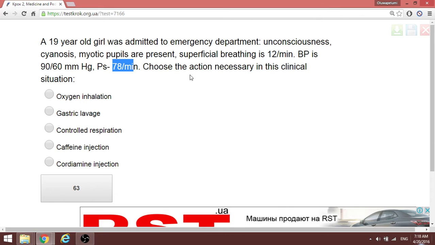First of all, I'm sure that in this particular situation, you are thinking that the patient is going to need support on respiration. According to that, we are going to choose here a controlled respiration. A controlled respiration is just a means of supplying an adequate amount of oxygenation to the environment of the person. So it's different from oxygen inhalation directly.